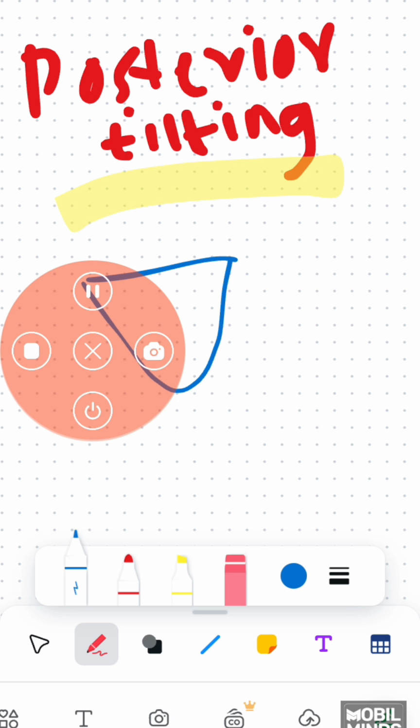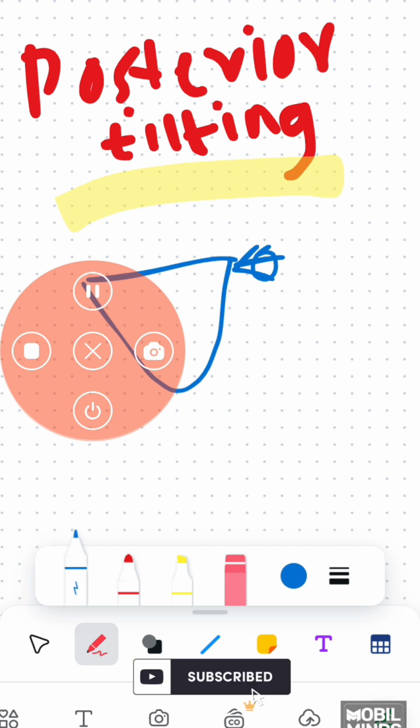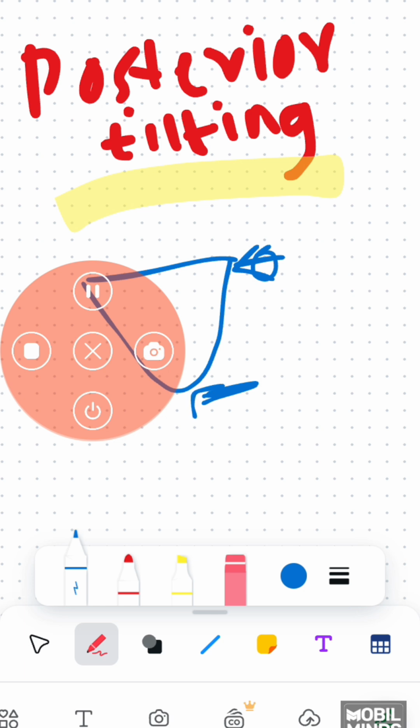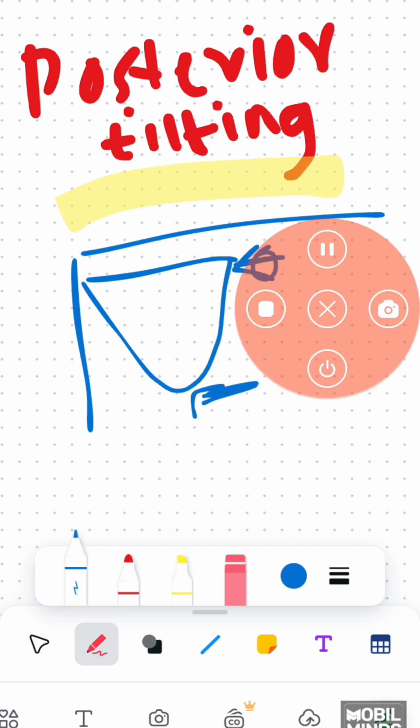If it goes for a posterior tilting, this upward part will go posteriorly tilted. And the downward part, which is the inferior angle of the scapula, moves anteriorly. Why does it help? Here there is a thorax. If it moves anteriorly, it will stay in contact with the thorax, which helps when it moves in upward rotation.